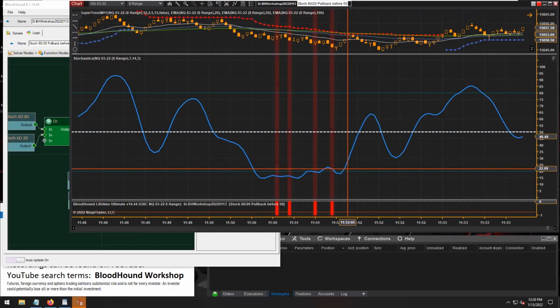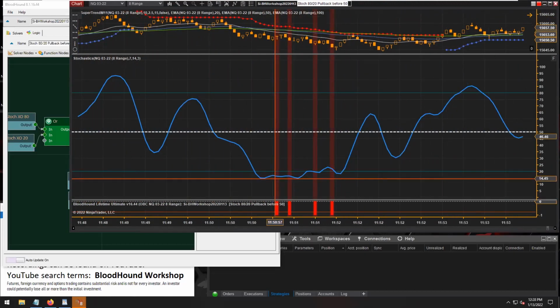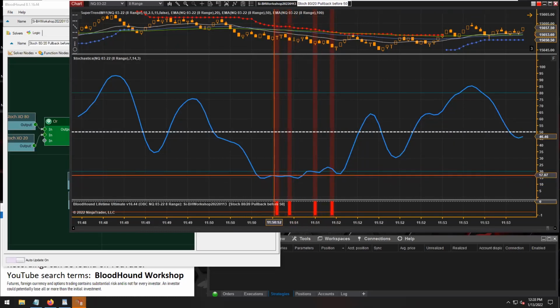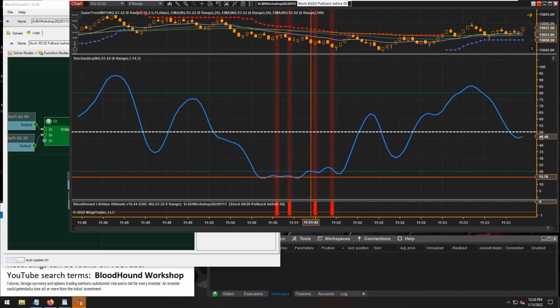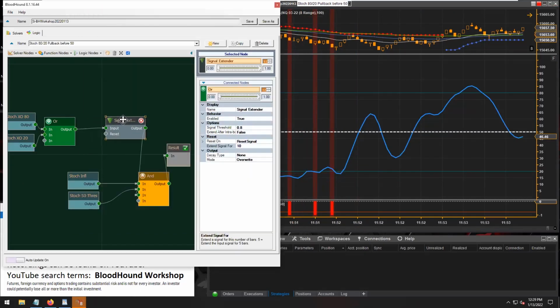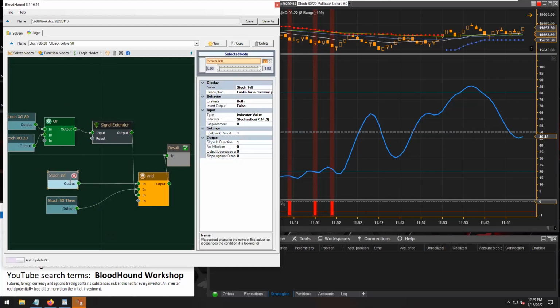Let's go back here. Yeah, like here, the stochastic is just bouncing up and down. So we're getting a whole bunch of these pullbacks and then a reversal back in the trend direction. If we want to clean that up, what we need to do is turn the signal extender off. We can do that by simply using the inflection solver here.